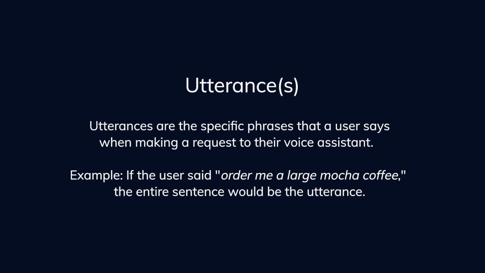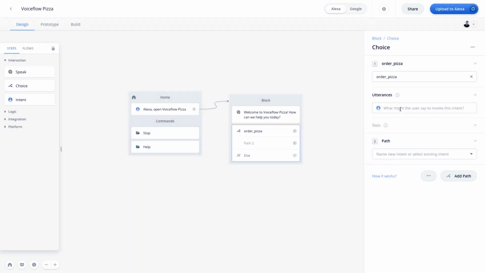For example, if the user said, "Order me a large mocha coffee," the entire sentence would be the utterance, and the intent triggered here would be order coffee. If we go back to our example project, our intent here is order pizza.